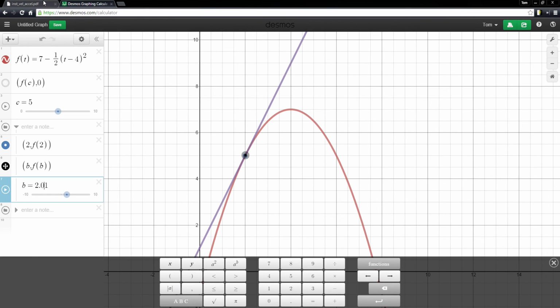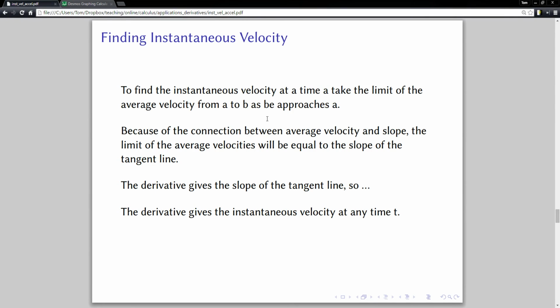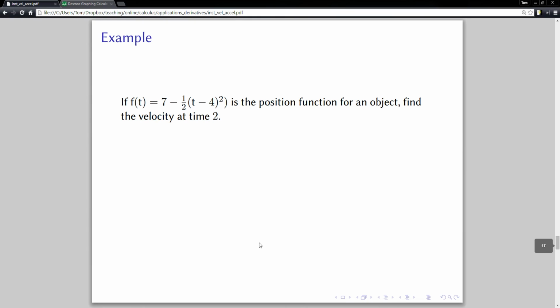So let's take a look at it here in symbols. The velocity function is equal to the derivative of the position function. So pretty straightforward. Now we know how to take derivatives, so if we want the velocity function, we would just take the derivative. So let's look at an example of that for this same example that we've been looking at.